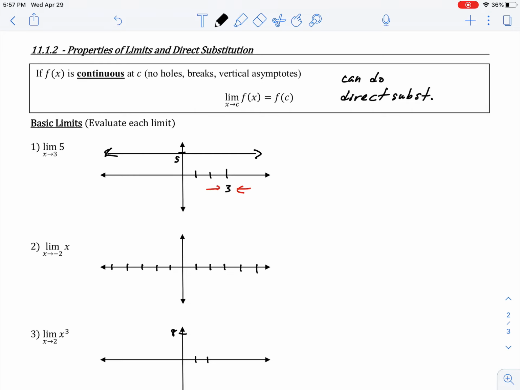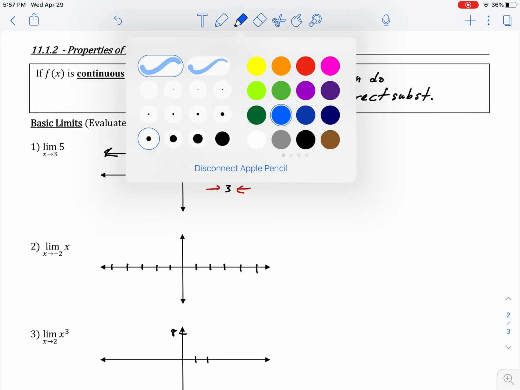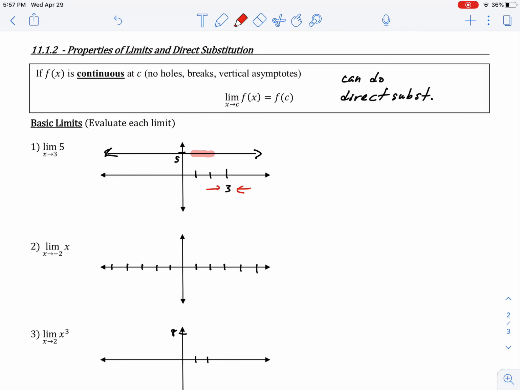Your function is 5, so as x gets closer and closer to 3, our function is approaching 5, because it always is 5. So we can therefore just say, since f of 3 is equal to 5, since f of x is continuous, therefore, the limit as x approaches 3 of 5 is equal to 5.